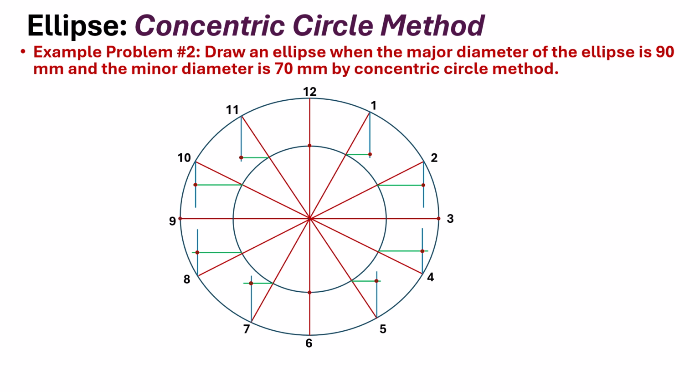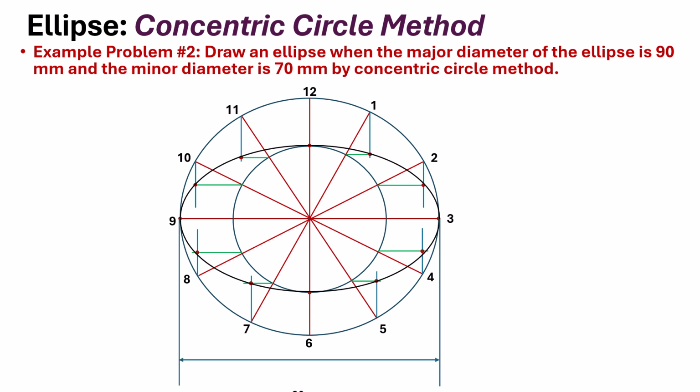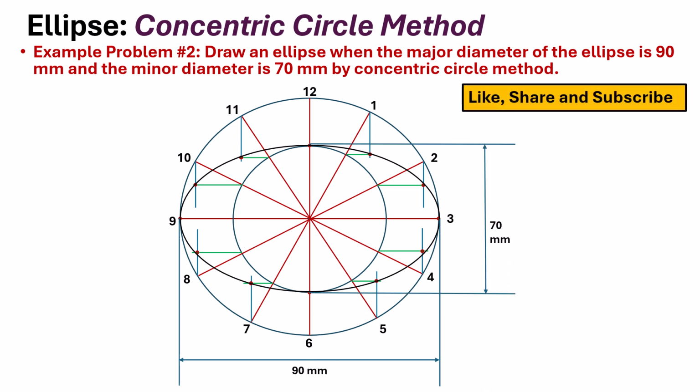And when you draw a curve through these points, you get the ellipse by this concentric circle method. So you have the major diameter, which is 90 millimeters, and you have the minor diameter, which is 70 millimeters.